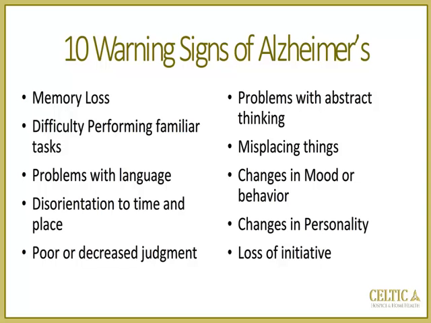The seventh warning sign is misplacing things. One may put things in unusual places, an iron in the freezer or a watch in the sugar bowl. What is normal for aging? Misplacing keys or wallet temporarily.